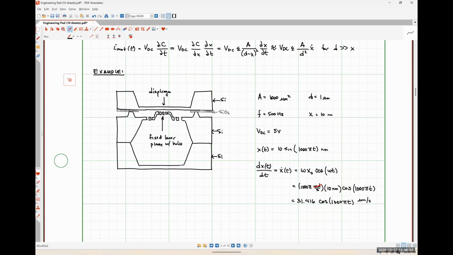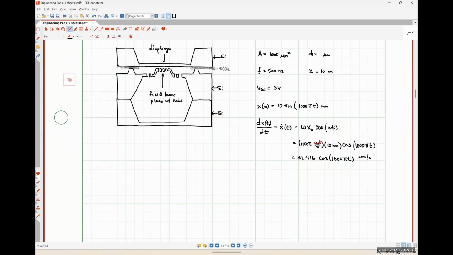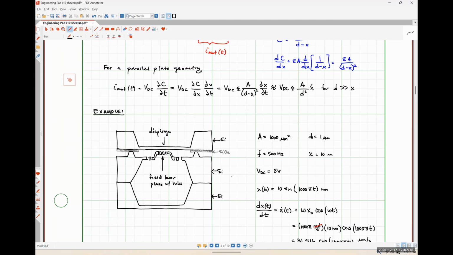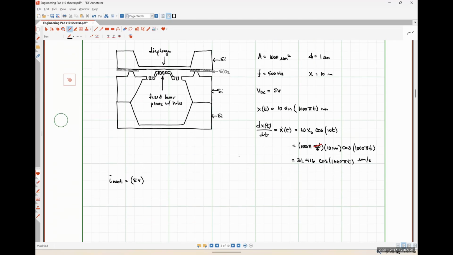All right. So from here, it's just straight plug and chug now, right? We know what our DC voltage is, so we can come over here and say our motional current is going to be, let's go back to our equation, our DC voltage, 5 volts, times epsilon. Our dielectric medium in this case would be either air or a vacuum. So we're just going to use epsilon naught because the relative permittivity of air is just 1.